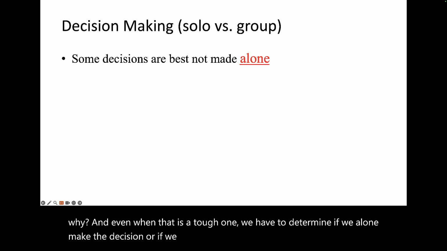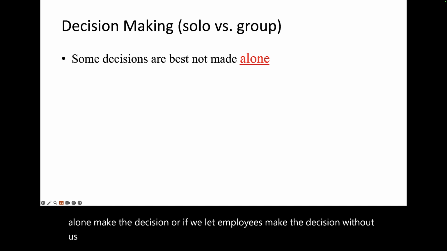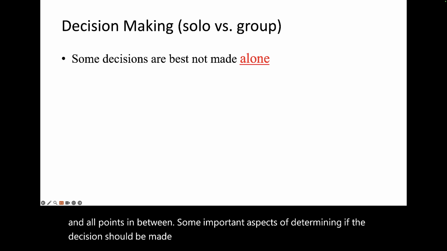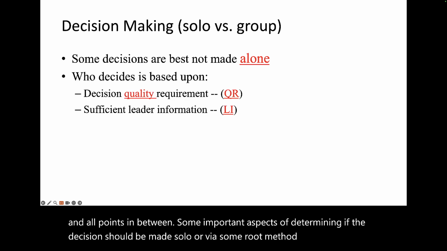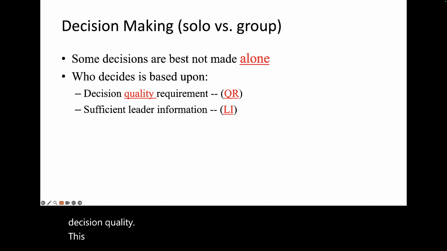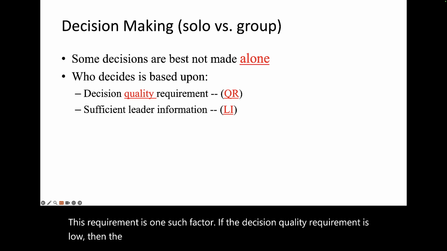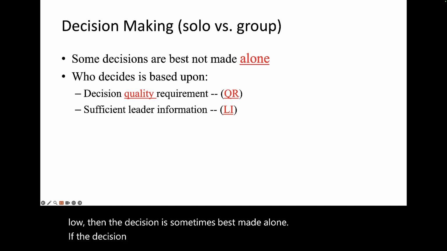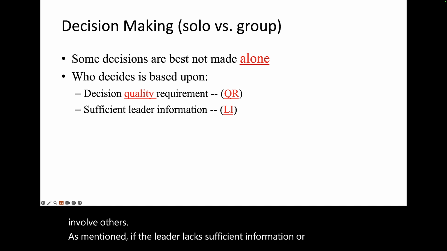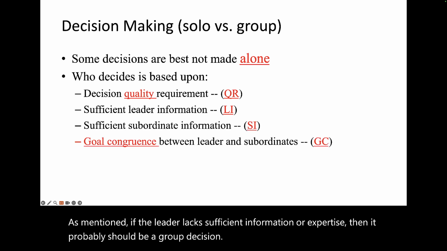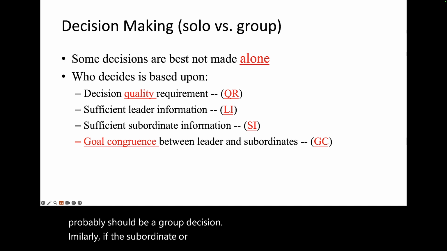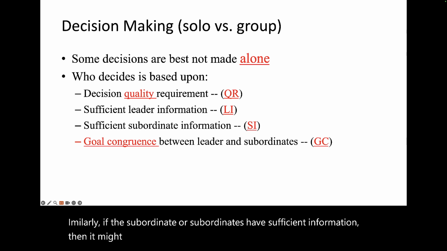Some important aspects of determining if the decision should be made solo or via some group method include the decision quality requirement. If the decision quality requirement is low, then the decision is sometimes best made alone. If the decision quality requirement is high, then it might be better to involve others. As mentioned, if the leader lacks sufficient information or expertise, then it probably should be a group decision. Similarly, if the subordinate or subordinates have sufficient information, then it might be best to involve them. If they lack such information, then it's probably best to make a solo decision.